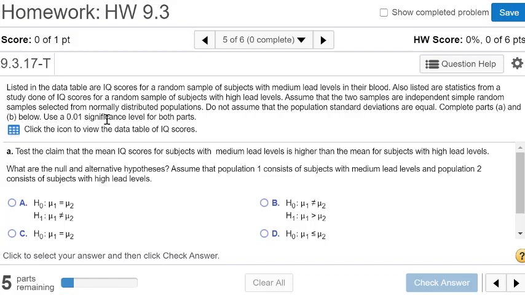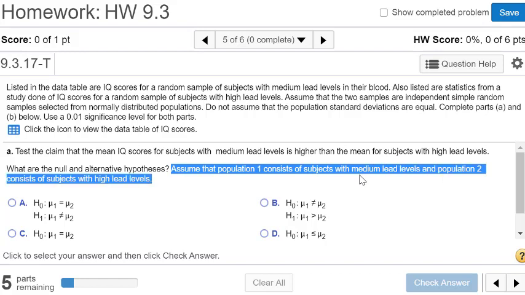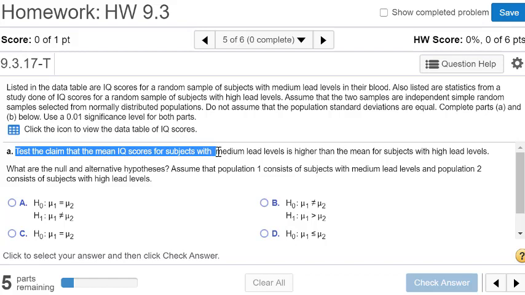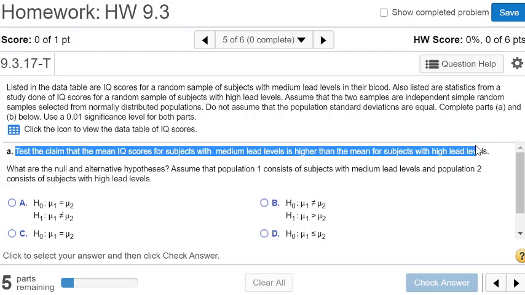They want us to use significance level. Now, before we look at the data, we can just assign our null and alternative hypotheses based on what's described. We're going to assume that population 1 consists of the subjects with medium lead levels, and population 2 is a population with high lead levels. Again, we're going to test the claim that the mean IQ scores for subjects with medium levels are higher.